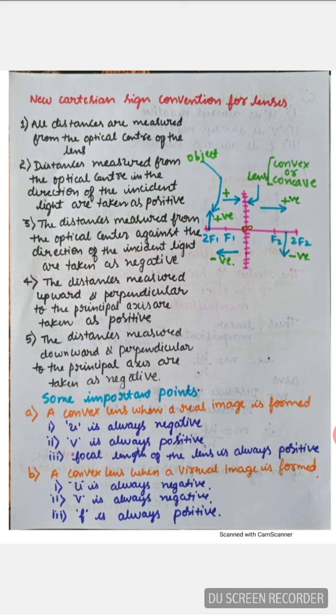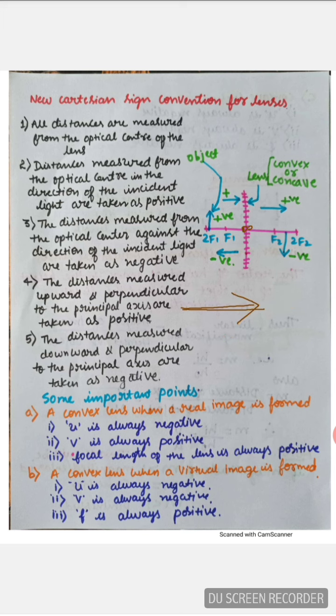The second point: distances measured from the optical center in the direction of the incident light are taken as positive. That means the incident light will be this side. Distances measured along the direction of the incident ray are taken as positive. Third point: the distances measured from the optical center against the direction of incident light are taken as negative. That means if the distances measured are opposite to the direction of incident light, it is taken as negative.